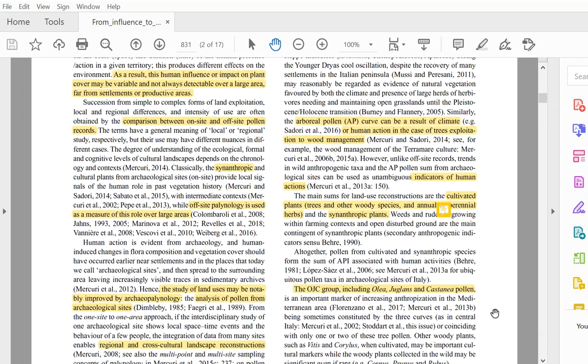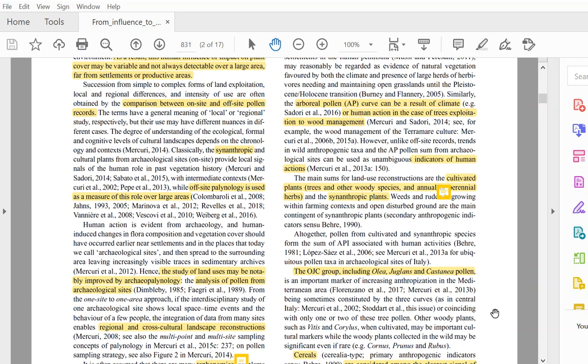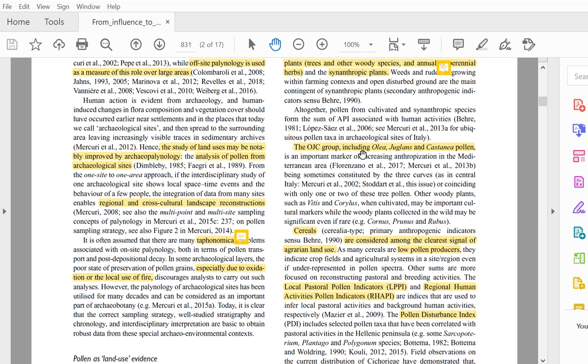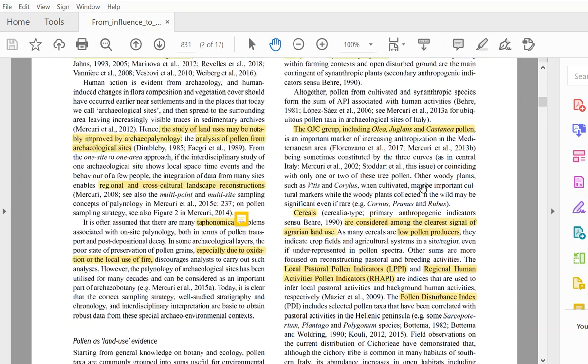So what I tend to do is I'm reading through these articles. If I don't understand something, I just pop it into a Google search and have the definition come up. So I've done that here. And then other abbreviations, OJC, Olea are evergreens, juglans is walnut, and castagna is chestnut. And when you get these type of pollens, it seems to indicate that people are using the land.